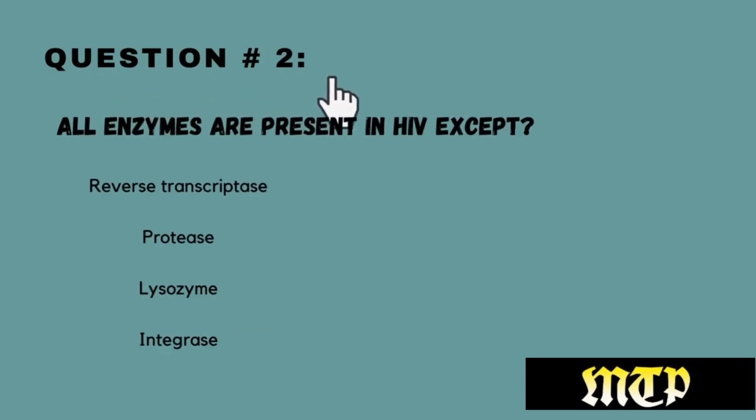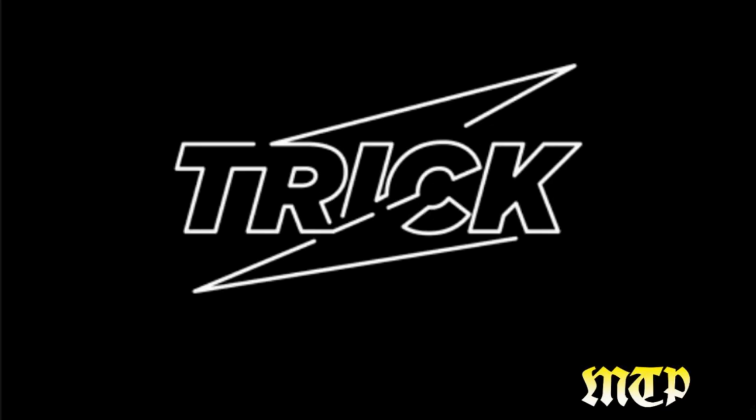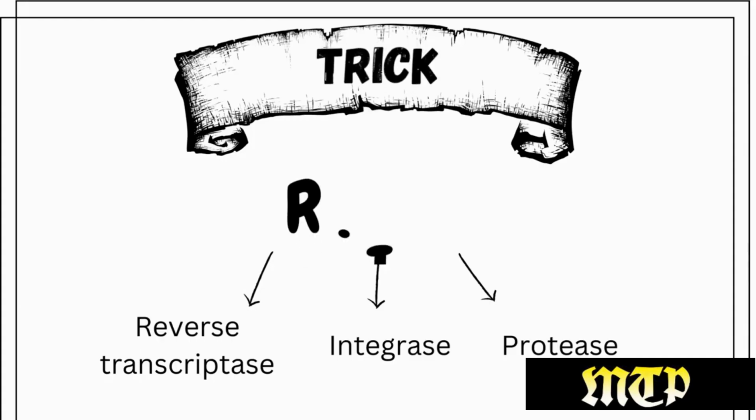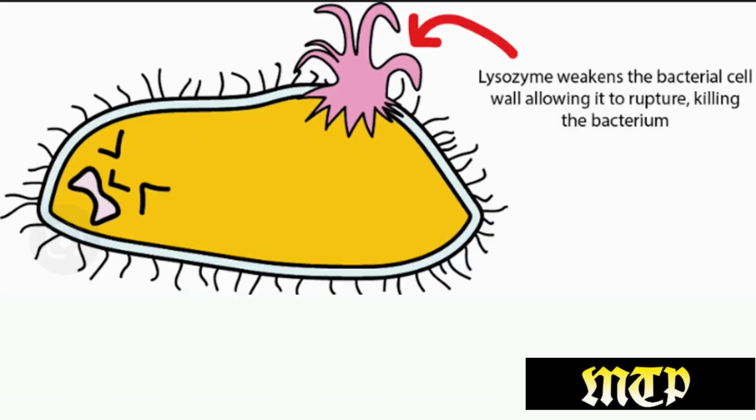Question number 2. All enzymes are present in HIV except. Except shows we have to find that enzyme which is absent in HIV. We know HIV has 3 enzymes which we can remember by a trick. RIP, rest in peace, haha, no. It's reverse transcriptase, integrase, protease. So correct option is C, lysozyme. It's not present in HIV but present in bacteriophages.